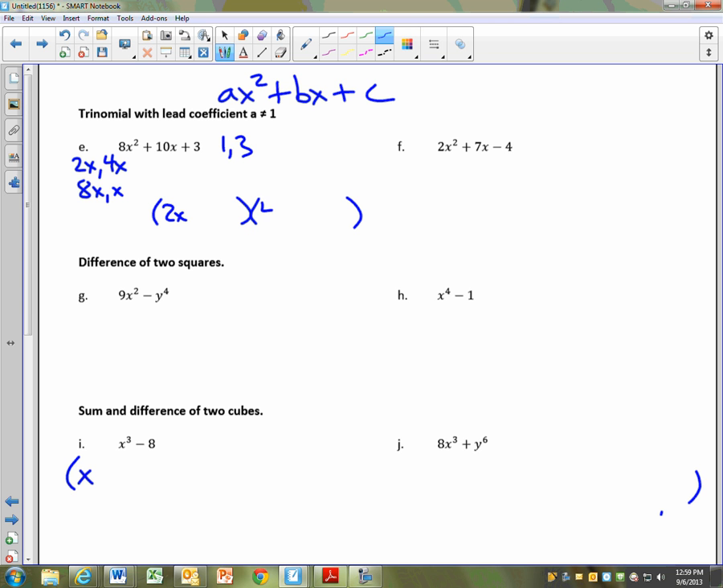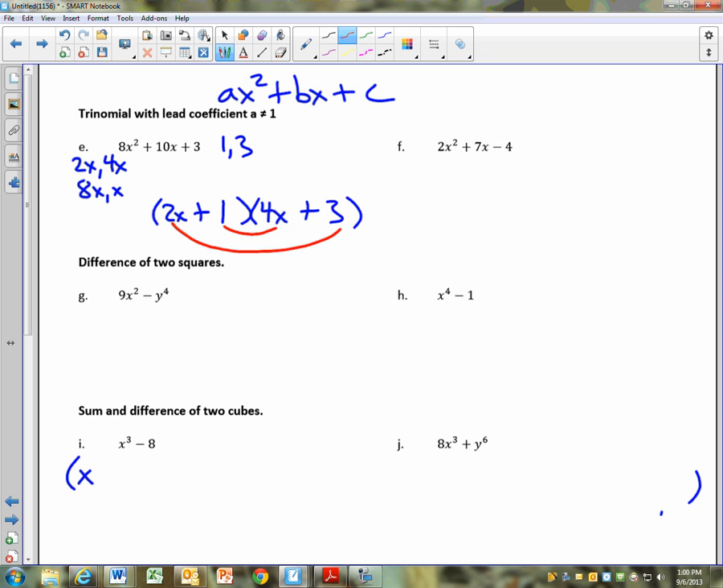Okay, let's use the 2x. Use 4x. So plus 1 and plus 3 or plus 3 and plus 1? Got to have plus 1 and plus 3. Here's why. I made a guess. Now I check. I know that the 2x and the 4x makes 8x squared. I know the 1 and the 3 make 3. But if I check the inside and the outside, that should give me the middle. What's 1 times 4x? 4x. 2x times 3? Those add to 10x. We got to check.